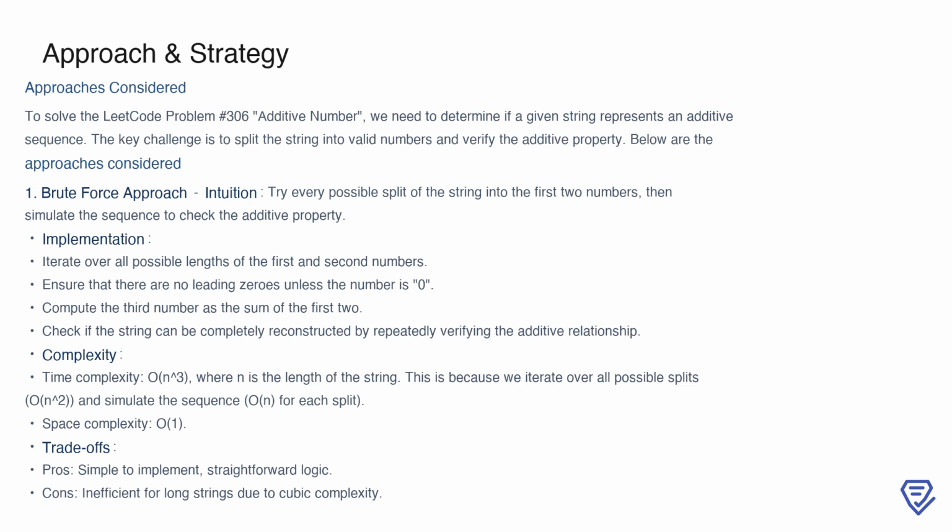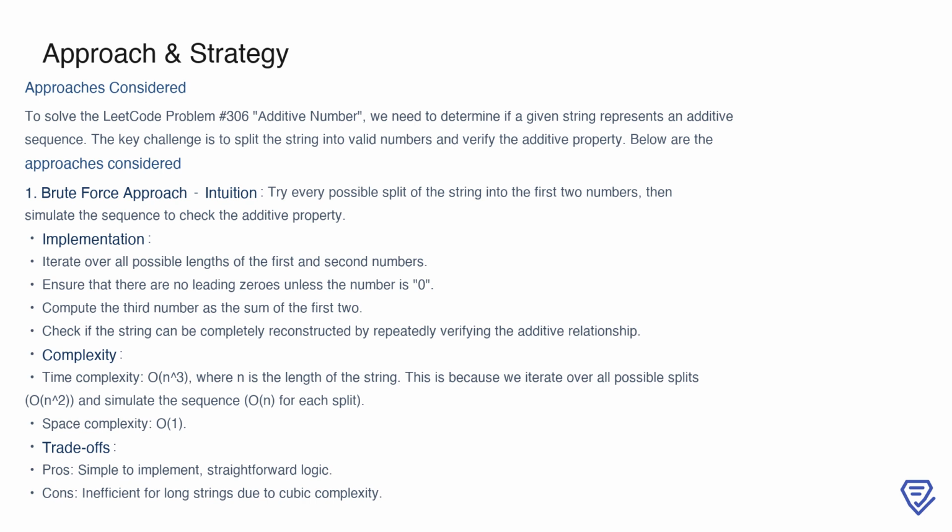While this method is easy to implement and follows a clear, logical flow, it comes with significant trade-offs. The time complexity is cubic, n cubed, because we iterate over all potential splits and validate each sequence, which becomes inefficient for longer strings. Additionally, we must handle edge cases like leading zeros to ensure correctness.